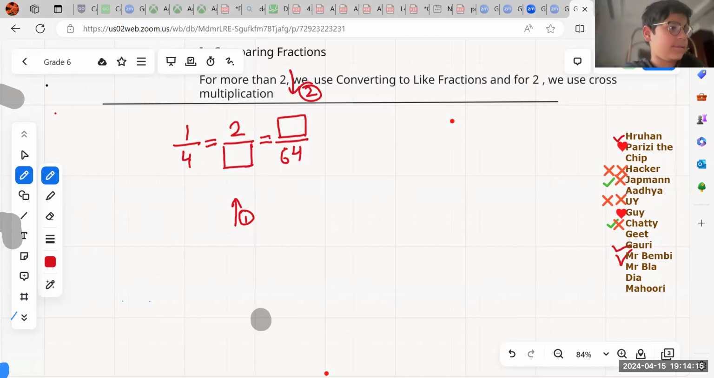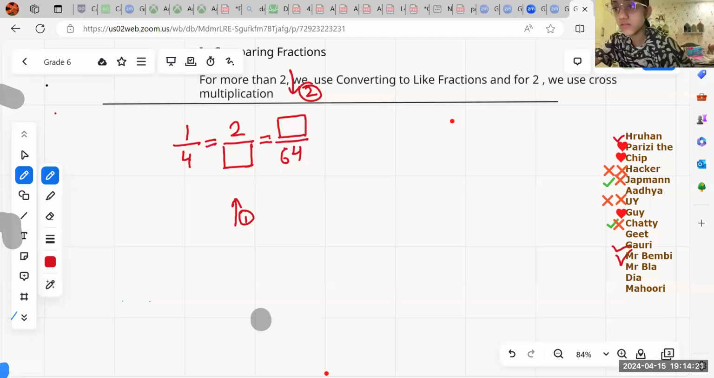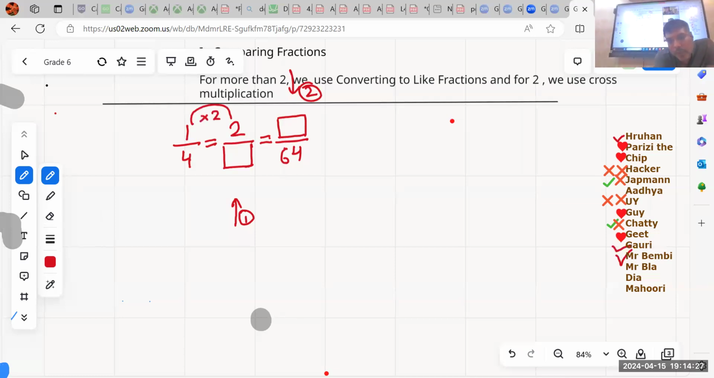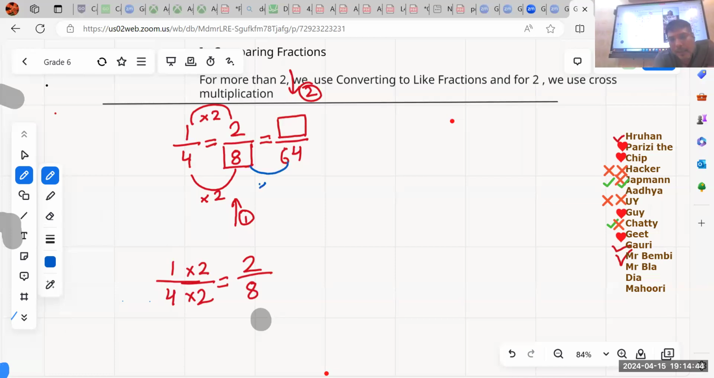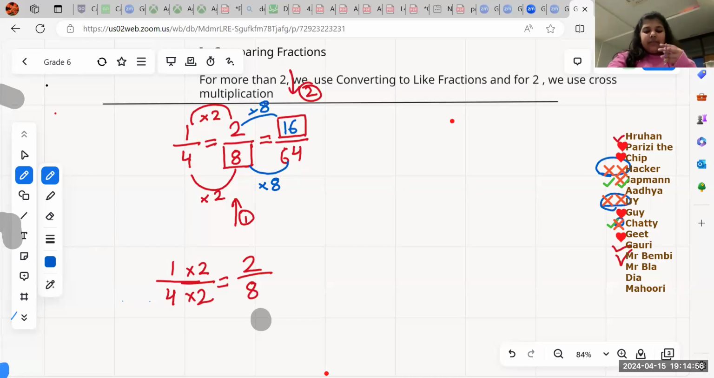So look here, I'll send it to you on the chat. Yes, it's correct. Okay, guys, see, 1 we are multiplying with 2, so 4 also will be multiplied with 2, because as per the rule, we can multiply the numerator and denominator by the same number. The number cannot be different. Now we are multiplying with 8, so here also I will multiply with 8. So I will get 16. Got it?